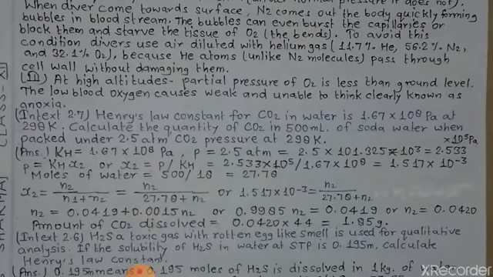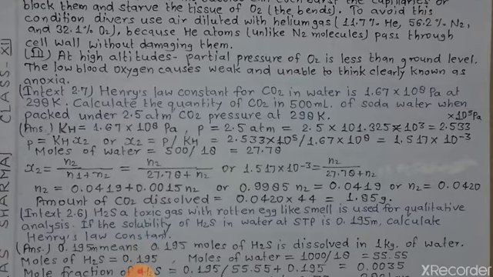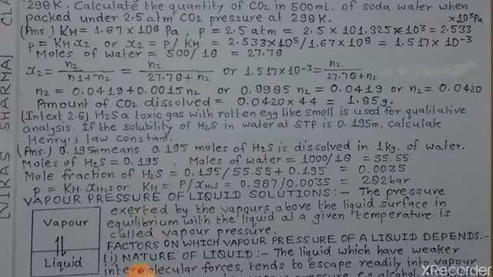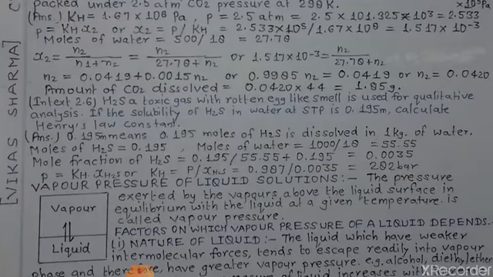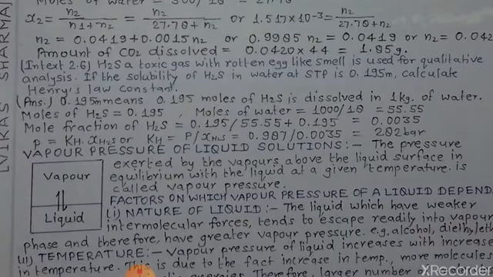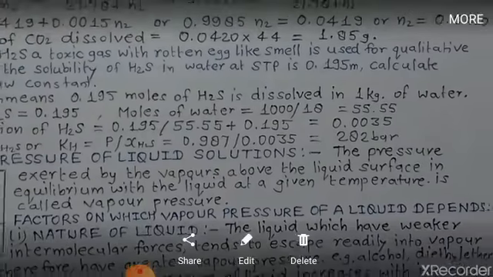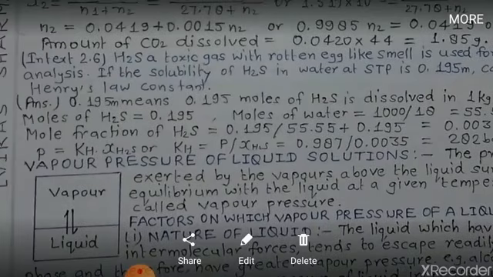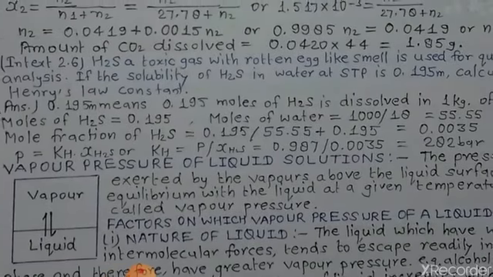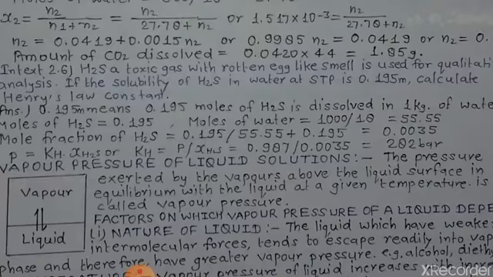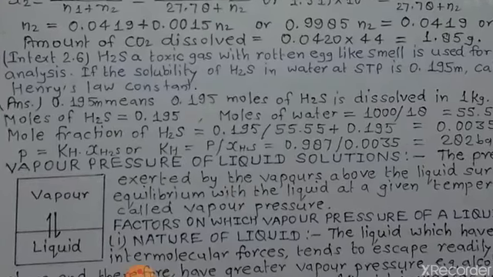Student, according to Henry's law, in NCERT both in-text questions 2.7 and 2.6 are based on it. So we take in-text question 2.6, a numerical. In this question they ask: H2S, hydrogen sulfide, a toxic gas with a rotten egg like smell, is used for qualitative analysis. If the solubility of H2S in water at standard temperature and pressure is 0.195 m, calculate Henry's law constant. So, answer.